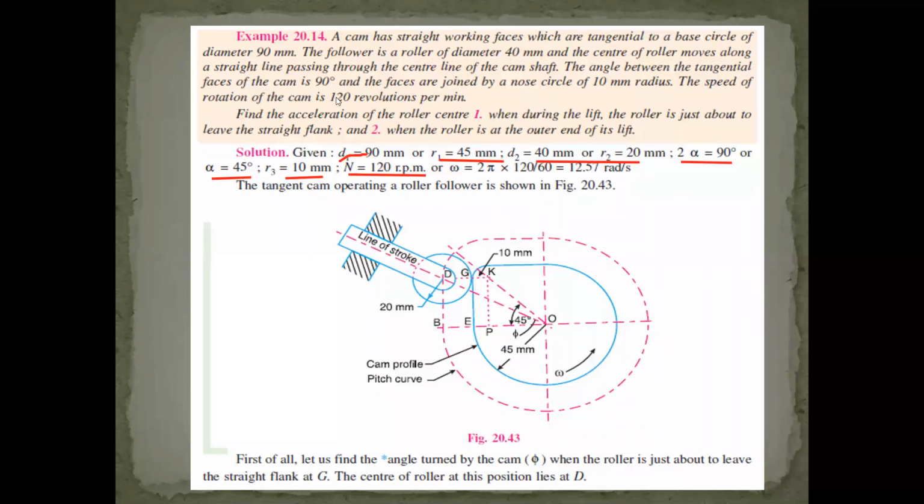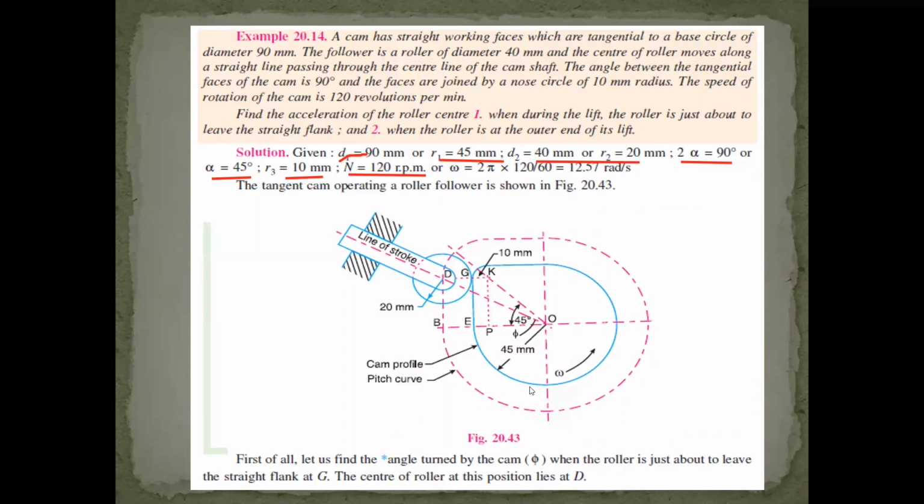When we know the speed of the cam, we can simply find the angular velocity. The formula is omega equals 2 pi N by 60. Substituting the N value into our equation, we find our omega value, which is 12.57 radian per second, as we arrived here.